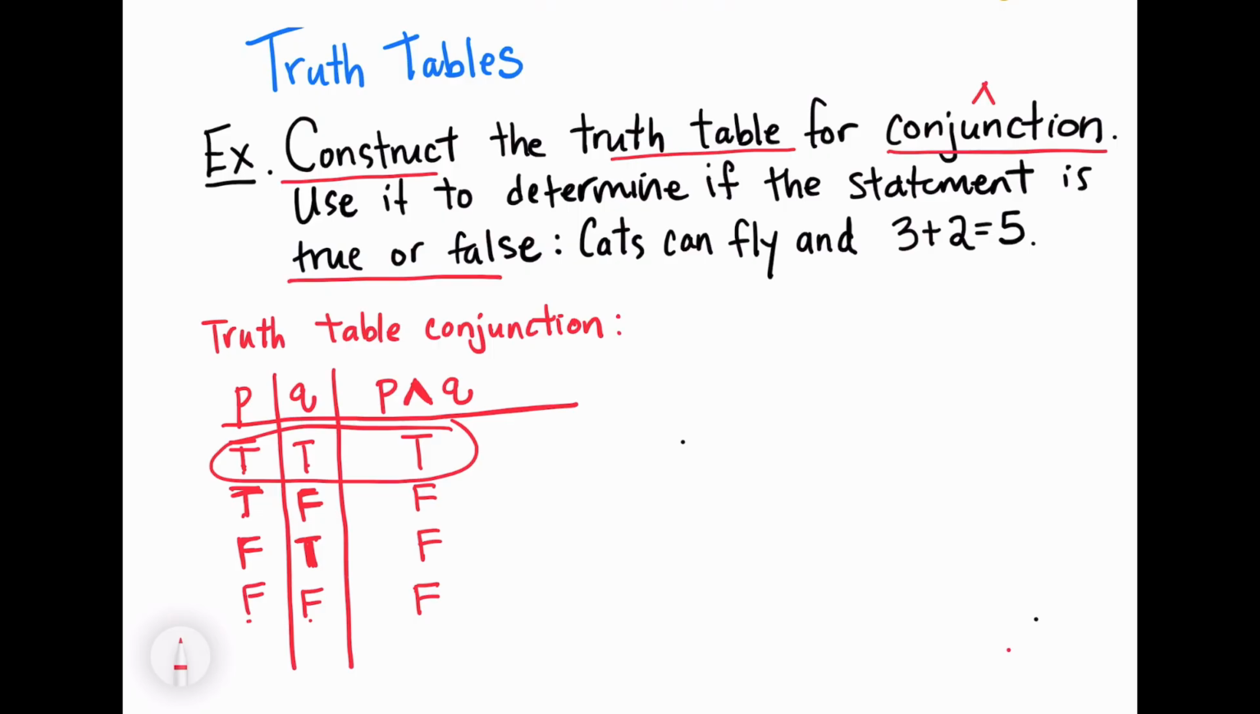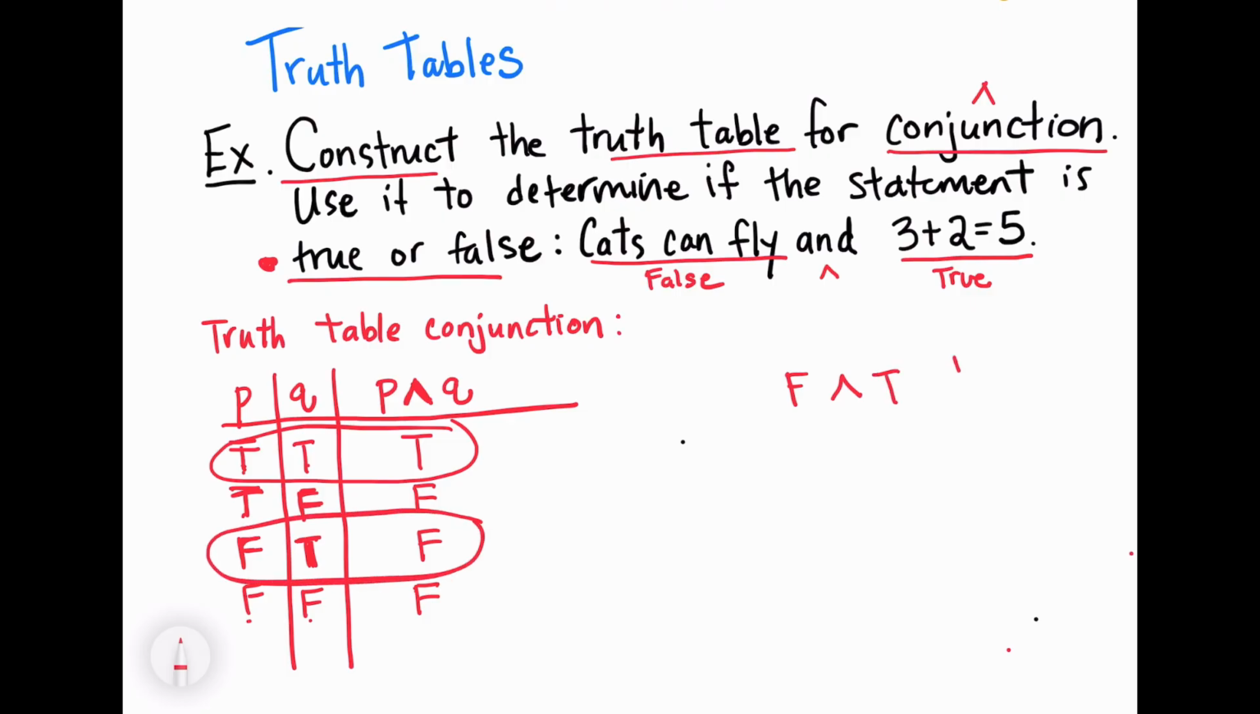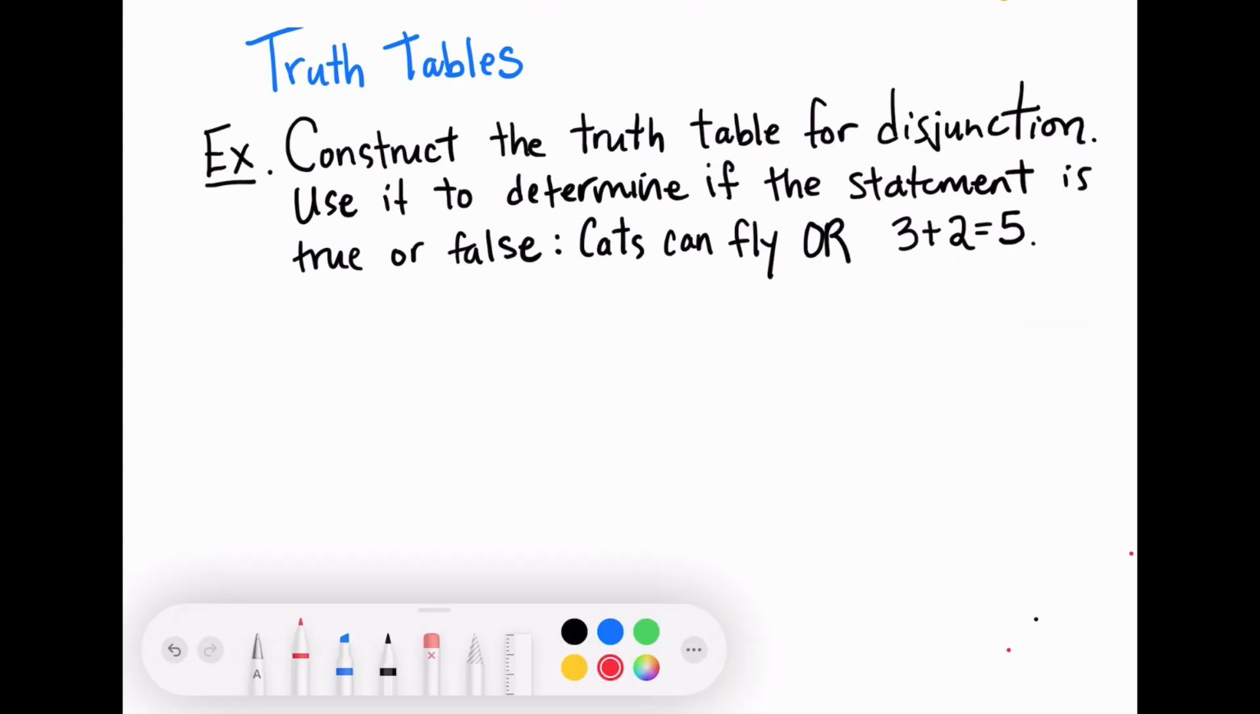So now let's look at this example. Cats can fly, and 3 plus 2 is 5. We know that 3 plus 2 is 5, so this is true. Cats can fly? This is definitely false. Cats can't fly. So we have a conjunction here with basically a false thing and a true thing. We know that fits into this case, so the conjunction that we have here is false. Cats can fly, and 3 plus 2 is equal to 5: false.